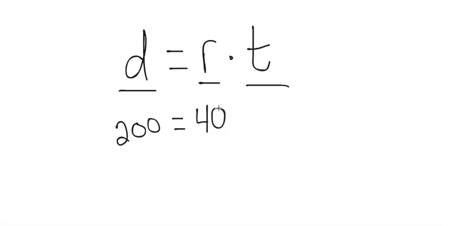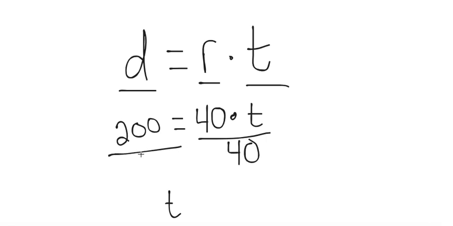And then the question might be like, how long was he driving for? Well, how long was he driving for? It sounds like time. Time remains unknown. But we can pretty easily now figure out the time because we have an equation. We can get t by itself simply by dividing by 40, because that will undo multiply by 40.